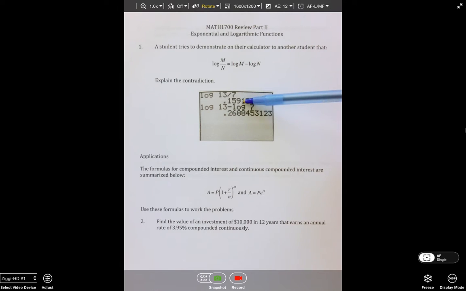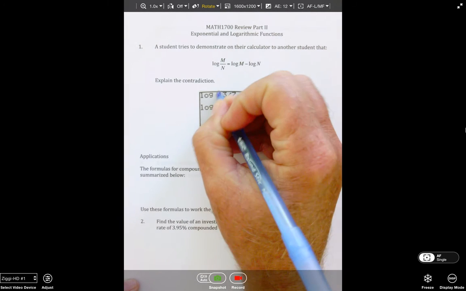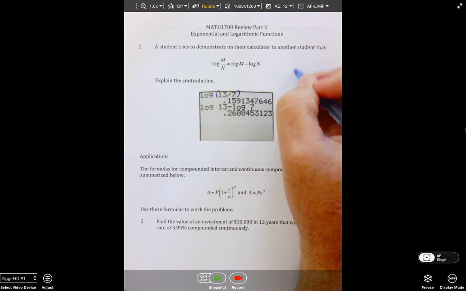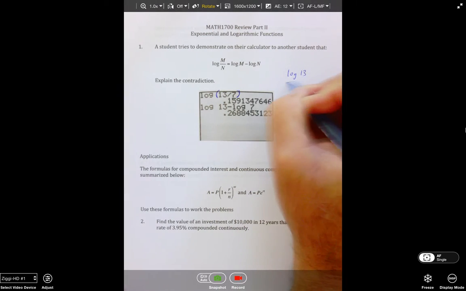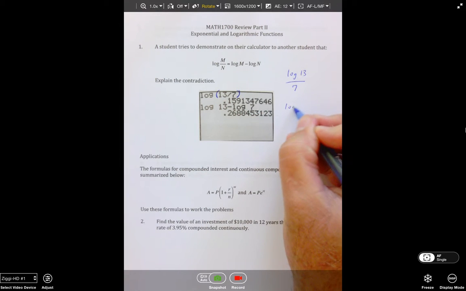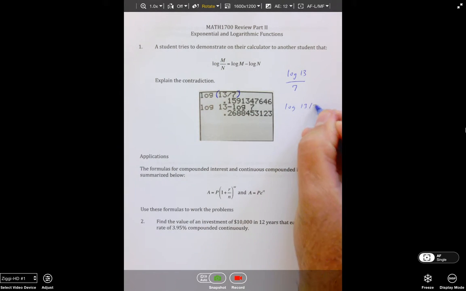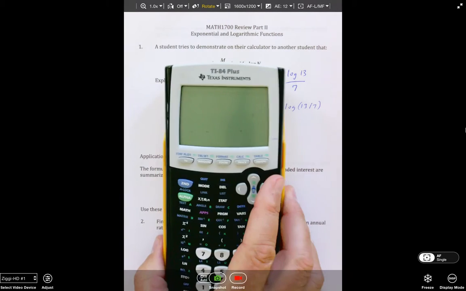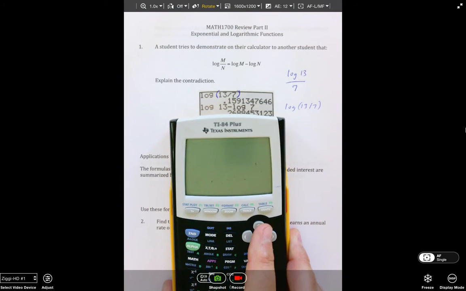Why? Well, guys, this is something I see students do a lot. That's the reason I wanted to take about 30 seconds or so to show you something. When you do the log of 13 divided by 7, that has to be in parentheses. Because if you do the log of 13 over 7 without them, it sees it as the log of 13, divided by 7. However, if you use the parentheses, it sees it as the log of (13 divided by 7). So let's see the difference here.